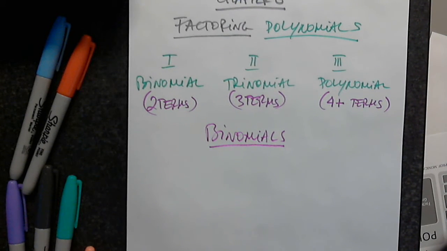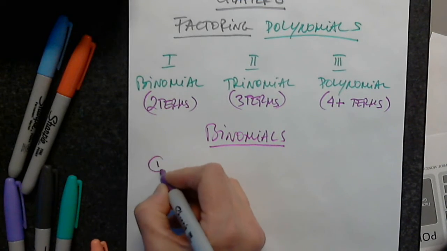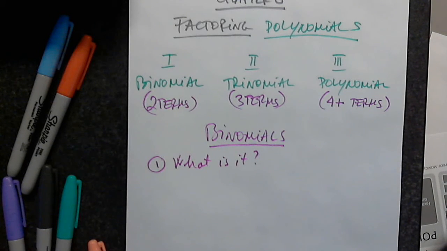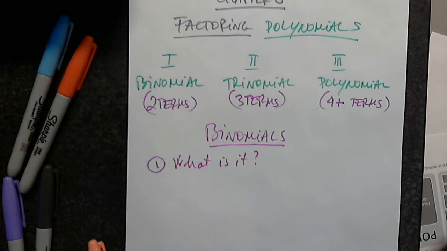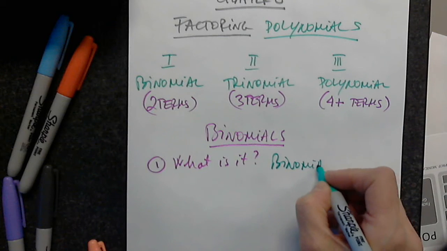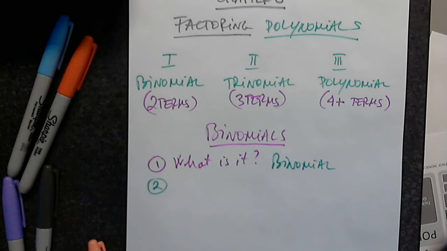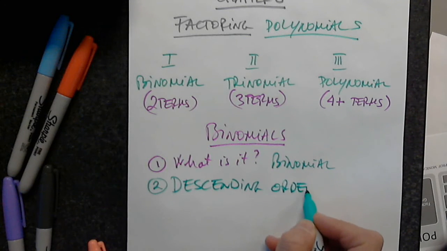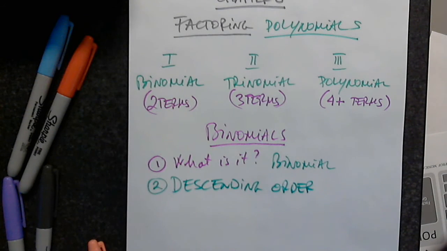When I'm given a polynomial to factor, the first question I ask myself is, what is it? Since we haven't discussed anything yet, in this situation, the answer will be binomial. Question number 2. Is it in descending order? I don't care what the book says or what other books say. Polynomials have to be presented in descending order at all times.